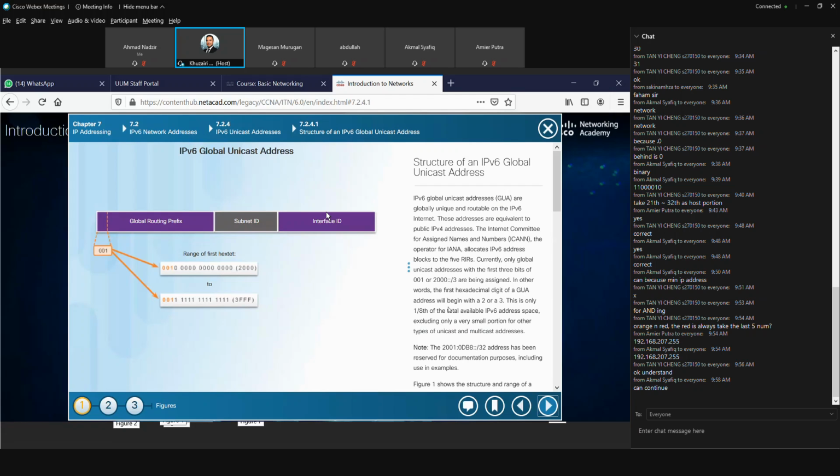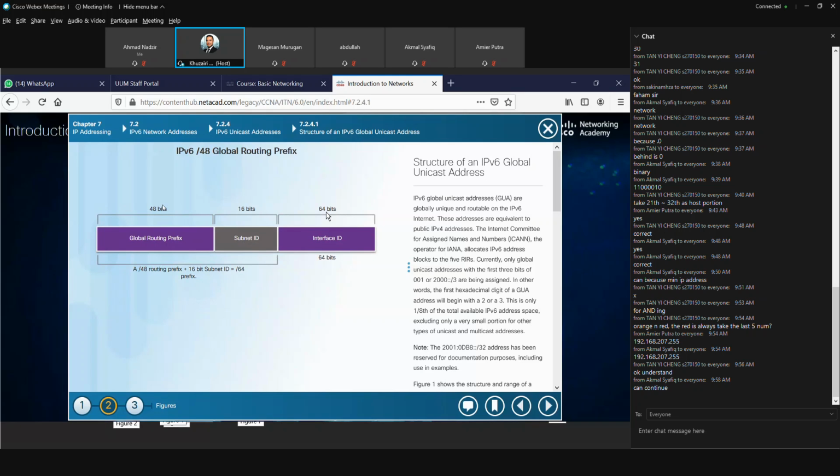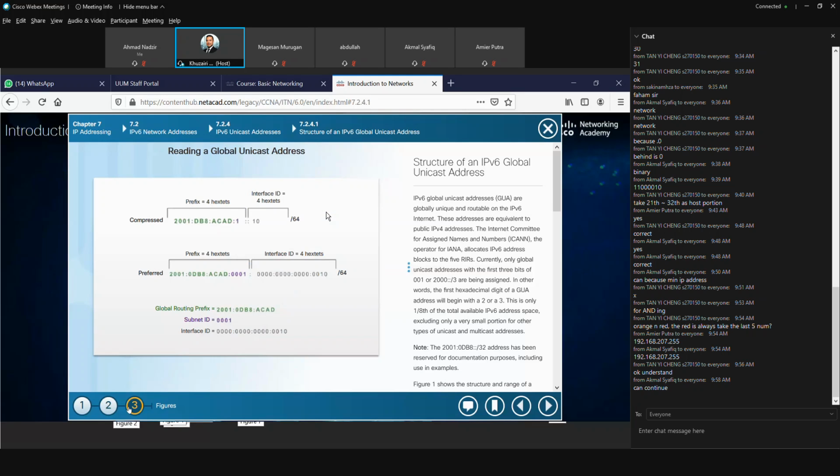This is important. The global routing prefix and subnet ID total 64 bits. 48 bits are for the global routing prefix, 16 bits are for the subnet ID, and then you have 64 bits for the interface ID. When you have 16 bits for the subnet ID, how many columns is this? Only one column is involved.